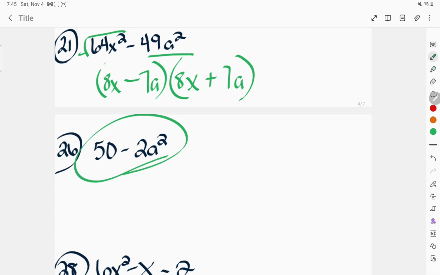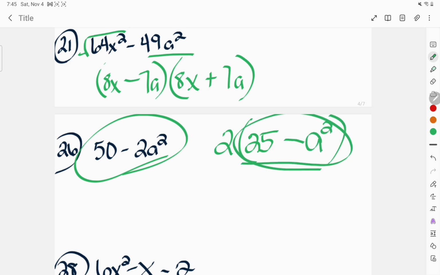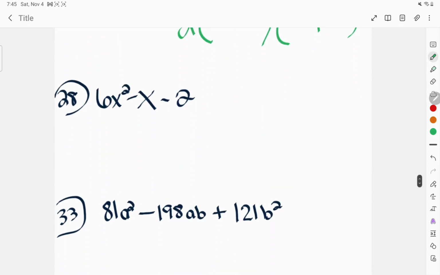All right, so 26, you're going to factor out that 2. 50 divided by 2 is 25 minus a squared. And this is a difference of 2 squares, so you'll end up with 2 times, and then you'll have 2 binomials. Remember, you have a positive and a negative sign, and then you just take the square root of 25, the square root of a, and you'll get your answer.